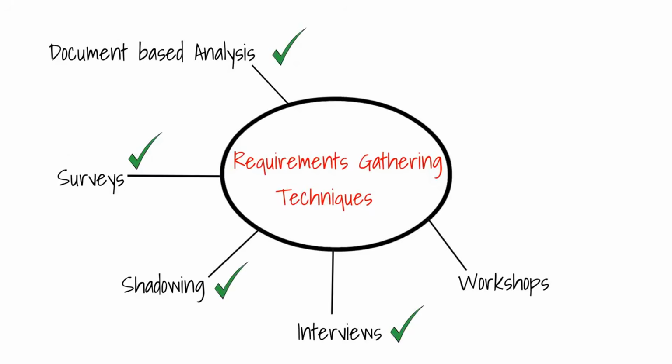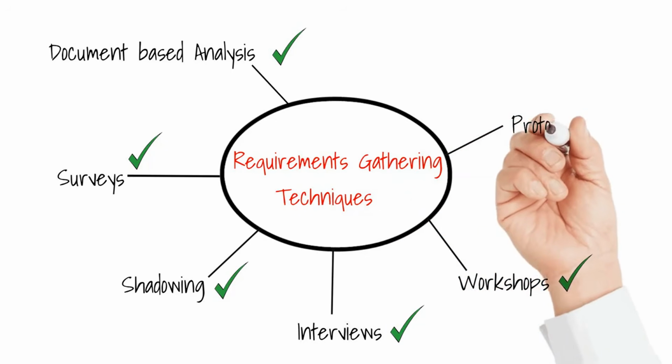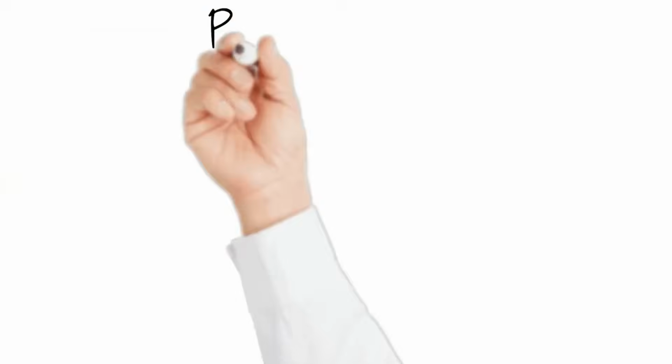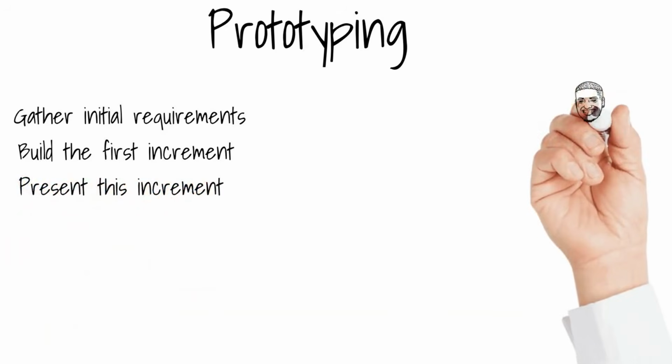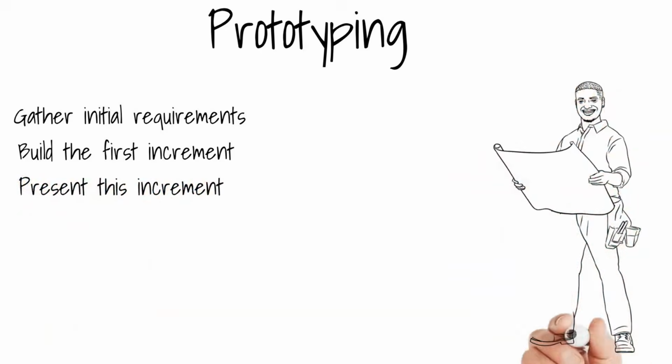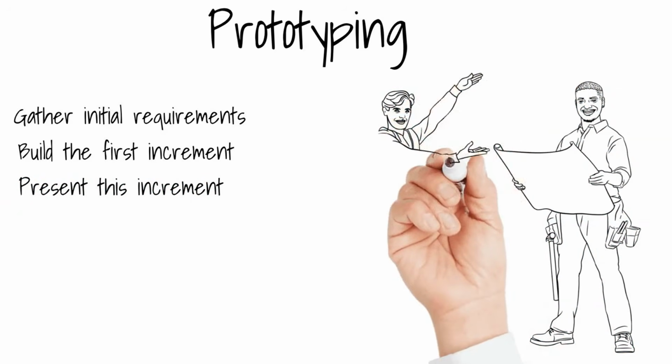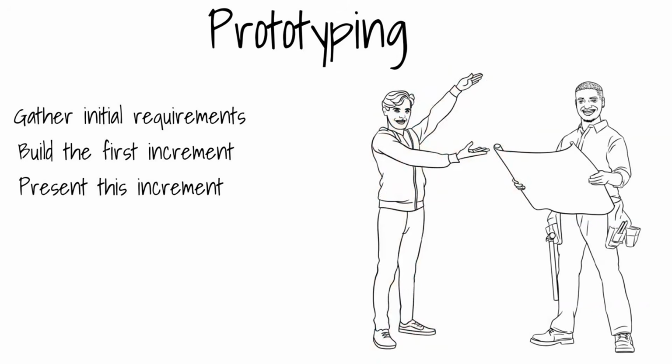After clarifying the workshop, let me explain to you the last important requirements gathering technique for business analysts. Prototyping. What prototyping is about is basically that you build an increment of your product or system based on the initial requirements. Show this increment to the stakeholder and from there on gather the next requirements. This is an iterative and incremental process.